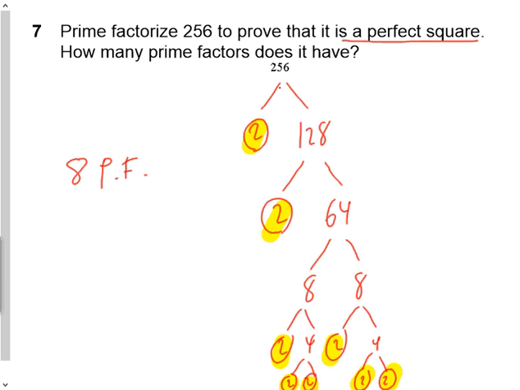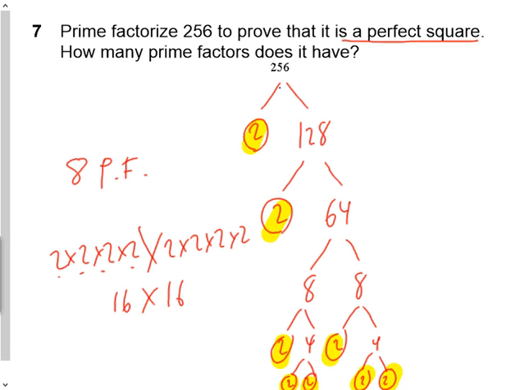Yes, it is. Because you can take those 8 prime factors of 2's, with 4 of them on this side, put the other 4 on this side, and you will realize you can create the product of 2 identical numbers, which would be 2 times 2 is 4, times 2 is 8, times 2 is 16. 16 times 16 is another way to get 256, and therefore it is a perfect square.